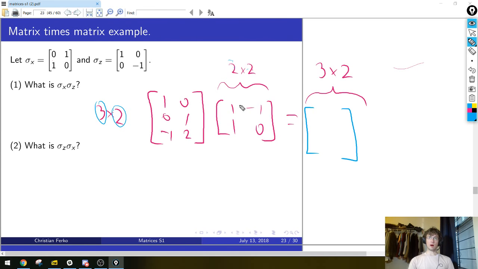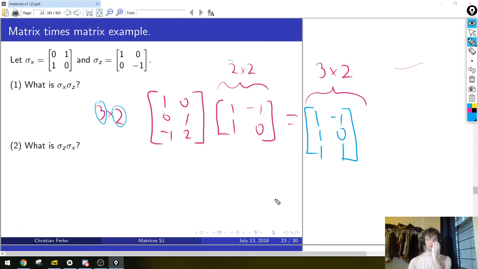And the mnemonic is exactly the same. You do horizontal line, vertical line. So, I'll just multiply these. 1 times 1 plus 0 times 1 is 1. 1 times minus 1 is minus 1 plus 0 times 0. 0 times 1 is 0 plus 1 times 1 is 1. 0 times minus 1, 1 times 0 is 0. Minus 1 times 1 plus 2 times 1 is minus 1 plus 2, which is 1. Minus 1 times minus 1 is plus 1, plus 2 times 0 gives me a total of 1.